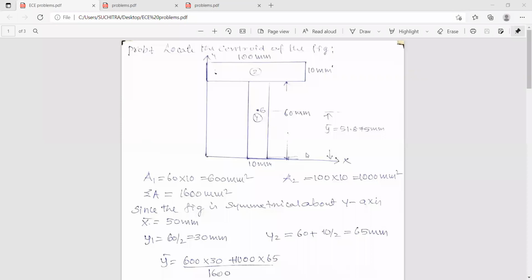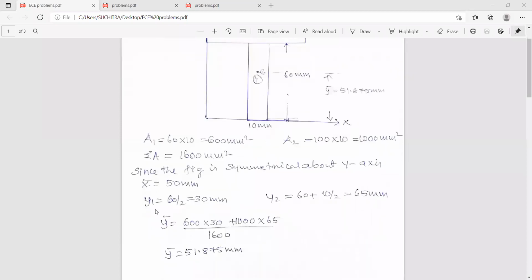So y1, this is figure 1. From the center of this figure to the x-axis, that is y1. Since this is 60, 60 by 2 is 30 mm. And similarly y2 is from the center of this figure to the x-axis, it is 60 plus 10 by 2, that is 65 millimeters.